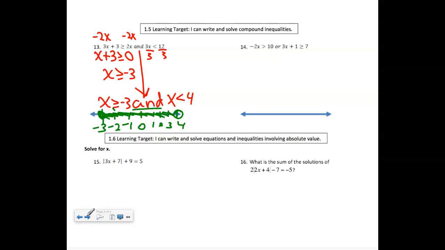All right, this next one says "or." Reminder, bring down that "or" word. And reminder, "or" usually means we shade off to the sides. Also, this one has something important. I have some people that keep forgetting to do this.